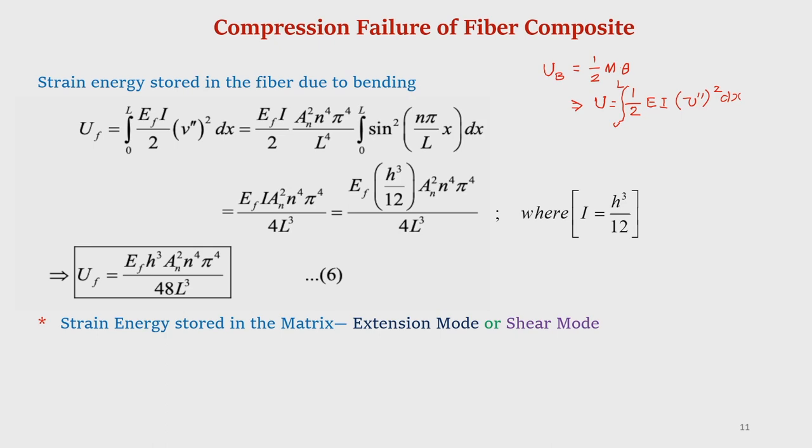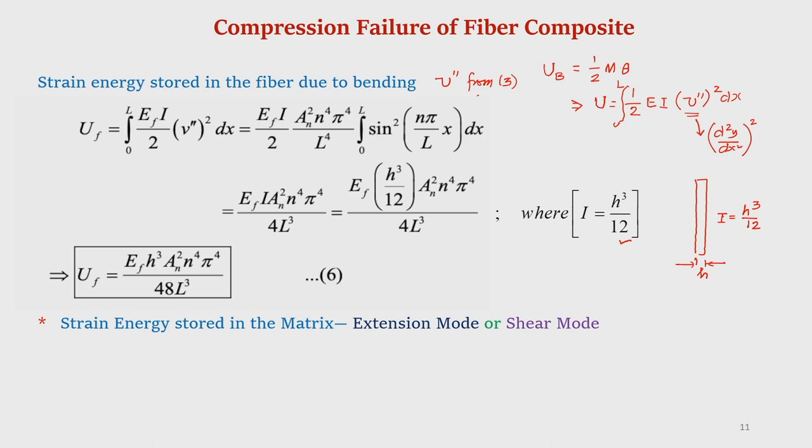So, similarly here, this is nothing but d square y by dx square. Here we can take this v double prime from equation 3. So, this is what we get, and we have considered the fiber to be idealized as a slab of thickness h and unit width. Therefore, the second moment is b h cube by 12, therefore, 1 into h cube by 12. So, we have used this here and we get the expressions for strain energy stored in the fiber due to bending.